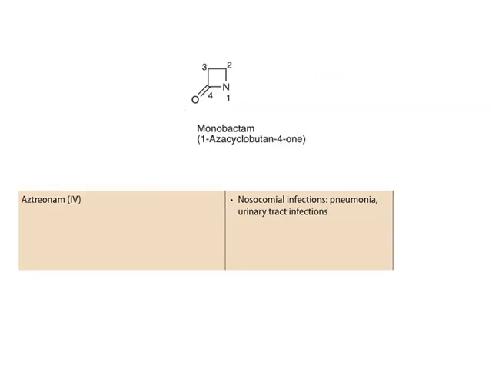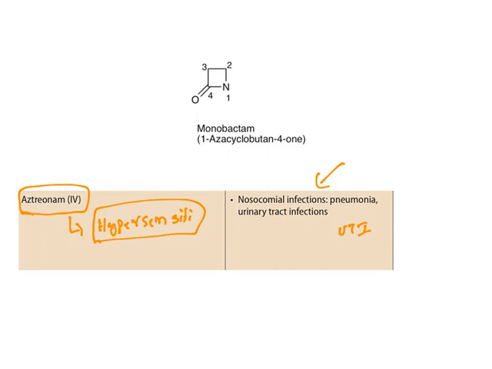Next one, monobactam. You have only one drug, that is aztreonam. This is also used to treat nosocomial infections, pneumonia, and UTI, urinary tract infections. As I have already mentioned, if someone develops hypersensitivity to penicillins, he will show this hypersensitivity to cephalosporins and carbapenems, and only monobactams can be used. But aztreonam is effective against gram negative organisms only. So this is about all beta-lactam antibiotics.